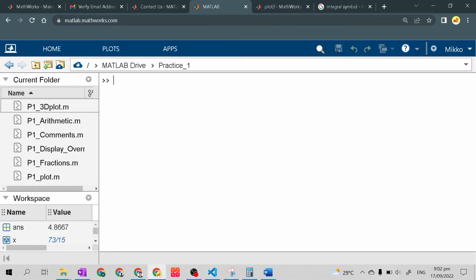Sorry, I forgot to clear the workspace. Then CLC. Okay. Next is exponents.